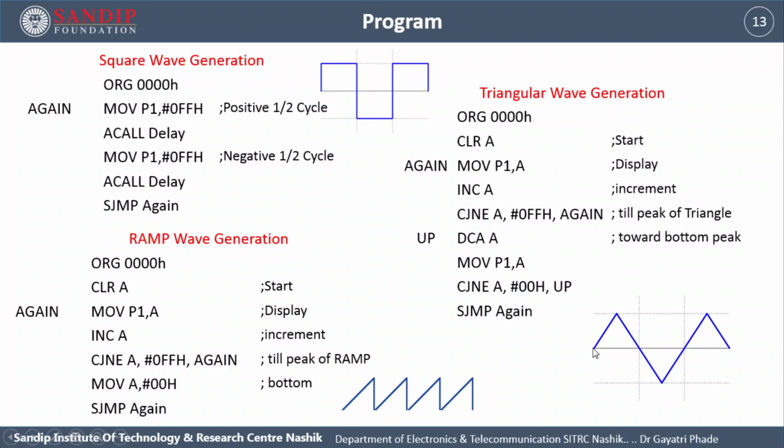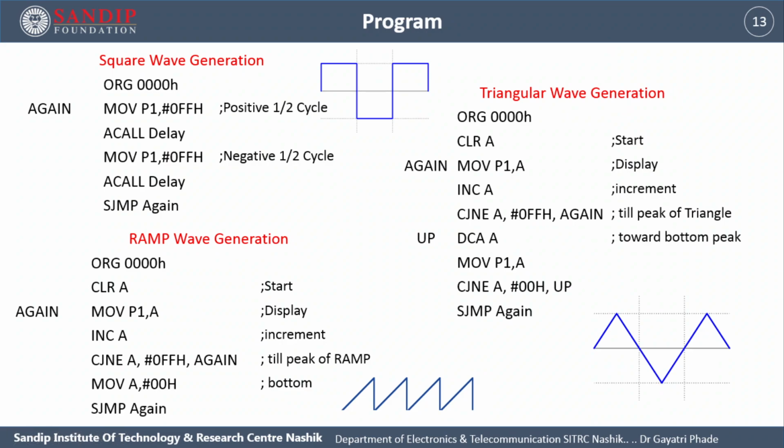CLR A, where this position, display this position on the port and hence on the scope. INC A, start taking this portion, go till this FF, CJNE A, FF, compare till we get the FF and simultaneously display it on the port A. Once we go to the FF, start decrementing with the DEC A instruction.